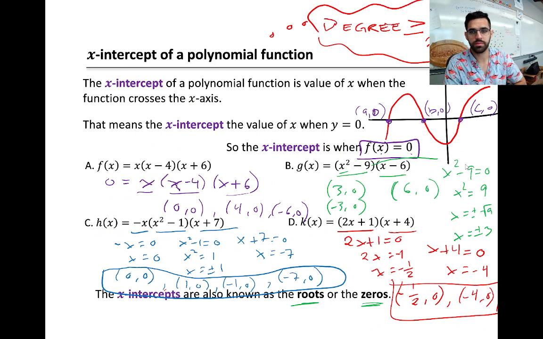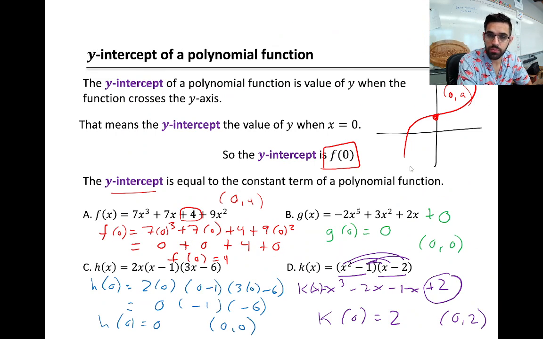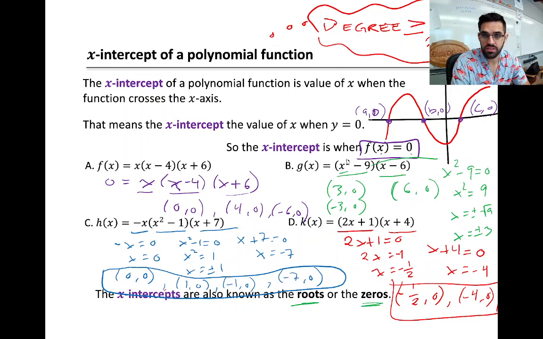Okay, x-intercepts. X-intercepts are anywhere where we cross the x-axis. Any x-intercept would have a y value of 0. So if we think about x-intercepts from function notation, it's whenever f of x equals 0. So y-intercept is evaluating f of 0. X-intercept is finding when f of x equals 0.